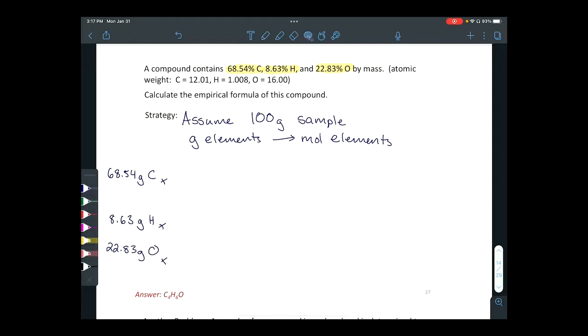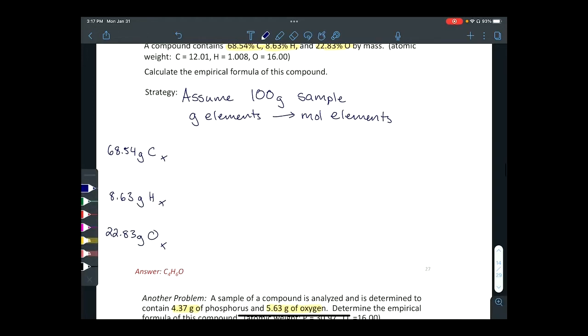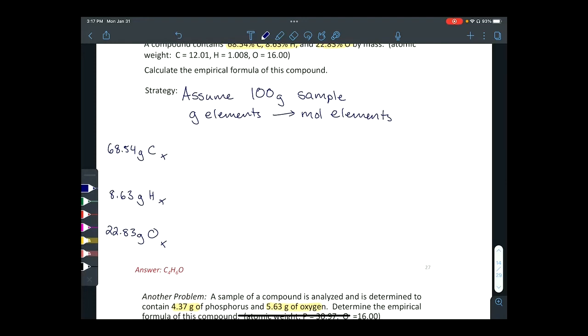And so next, we have everything in grams. So we did the first step. Now we need to do the second step, convert everything to moles. All right, so here we convert each individual element to moles of that element. So you have to make sure you use the correct molar mass for that substance.